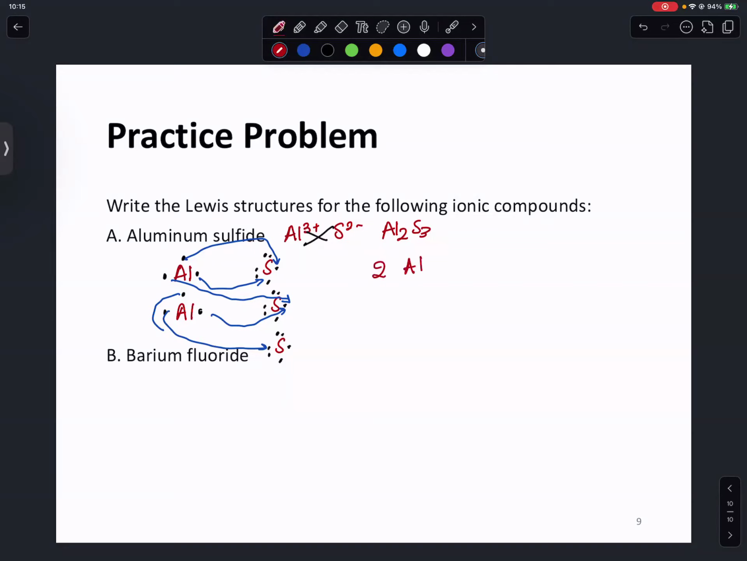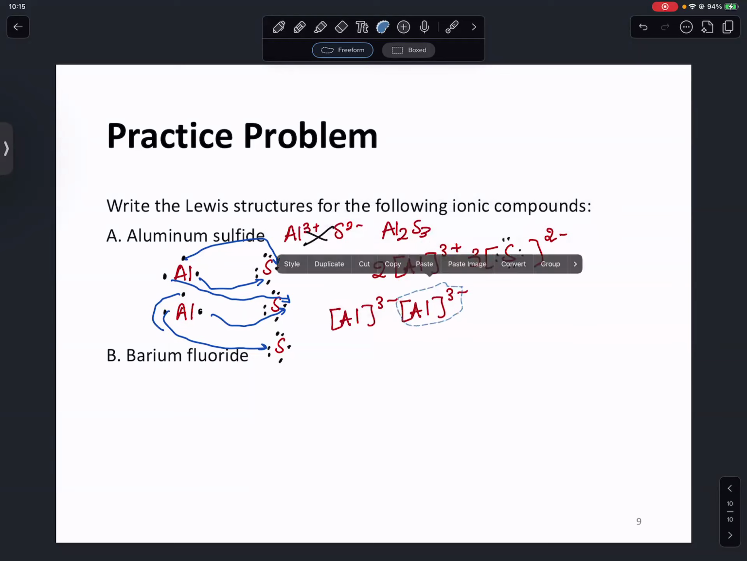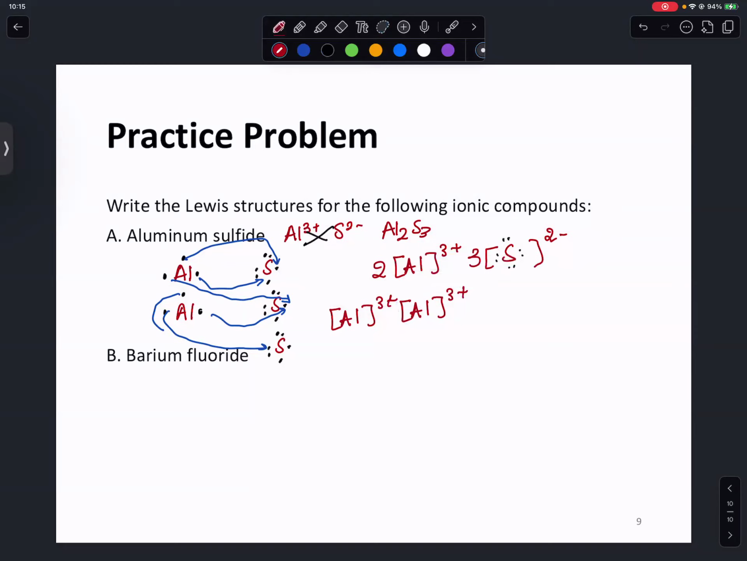So it becomes 2 Al3 plus and 3 S, 1, 2, 3, 4, 5, 6, 7, 8. Okay, and we have here 2 minus, or alternatively, you can draw them as, I didn't copy the positive sign, and then we're going to copy the sulfides. Hopefully it transfers. Copy, paste, paste, and then paste.